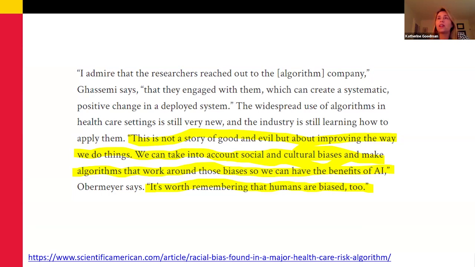And of course, the standard of care, humans are biased too, and algorithms will just model the reality of the training data that they're built from. So it's not to say algorithms are bad, it's to say that there are challenges with them that we need to address.